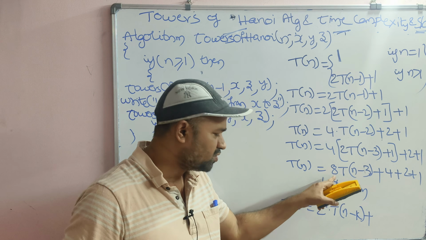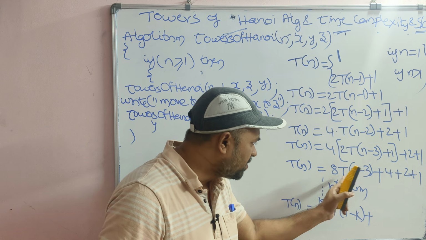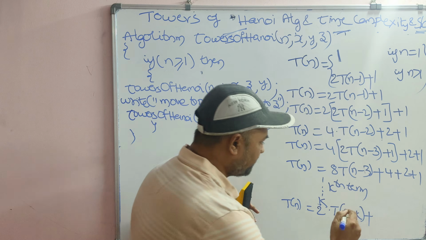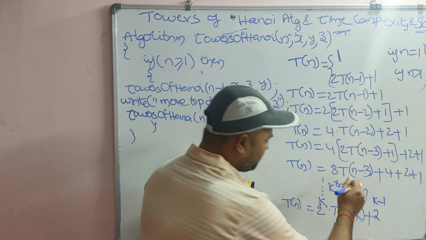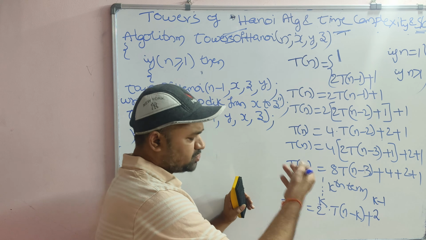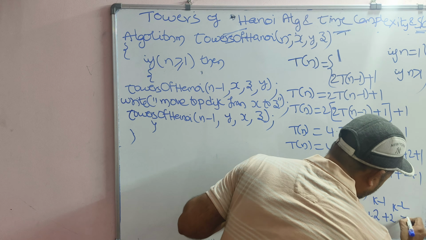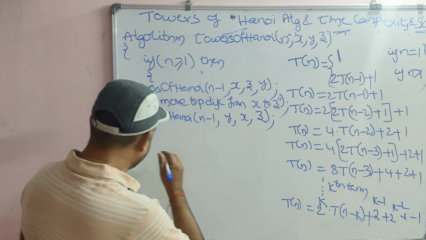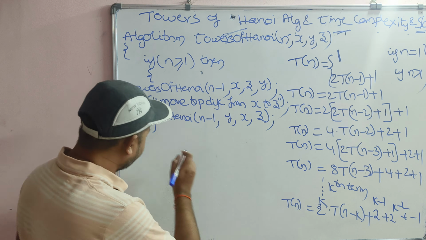So what is 4? 4 means 2 power 3 minus 1. So we can write this as 2 power k minus 1. So if k is 3, then 3 minus 1 means 2 square. Next 2 power k minus 2. So on, the last term is 1. Next, let us write here for space constraints. So that is the equation.